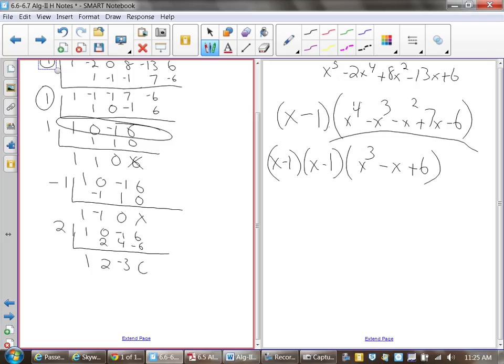Negative 2 worked. If negative 2 is a 0, what's your term? x minus 2. No, x plus 2. I'm sorry, I did say that wrong. I said negative 2, I meant if positive 2 is the 0, your term is x minus 2.